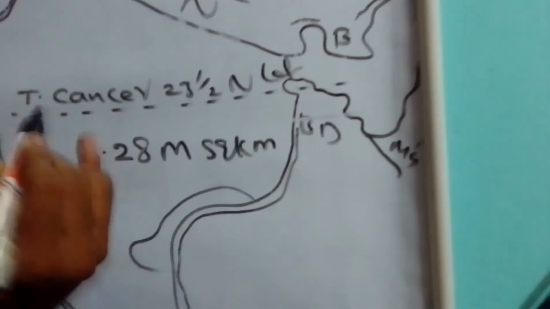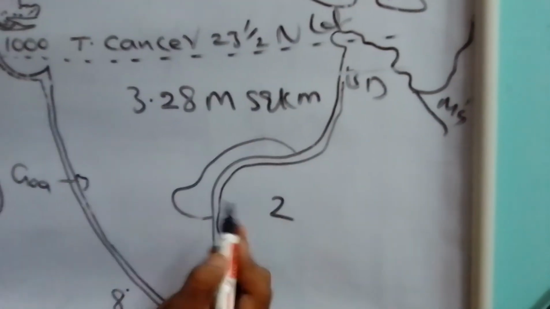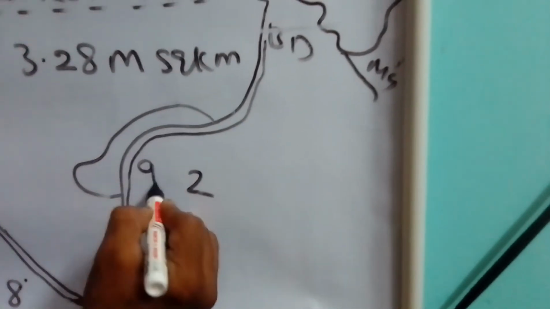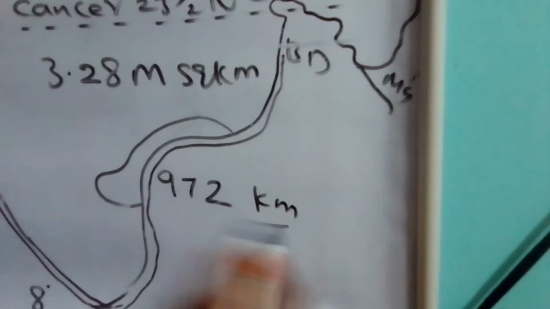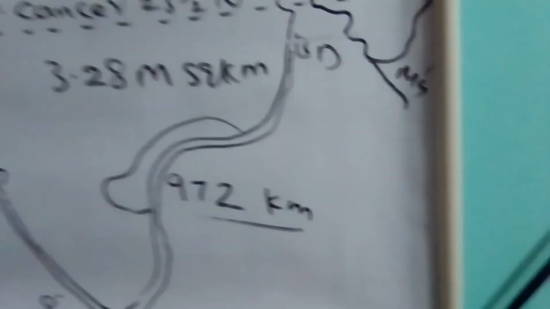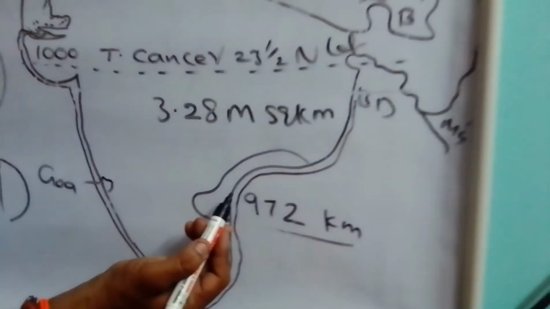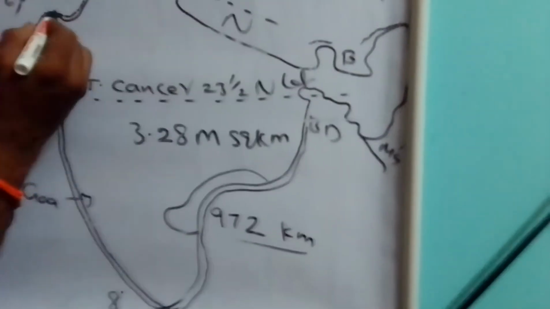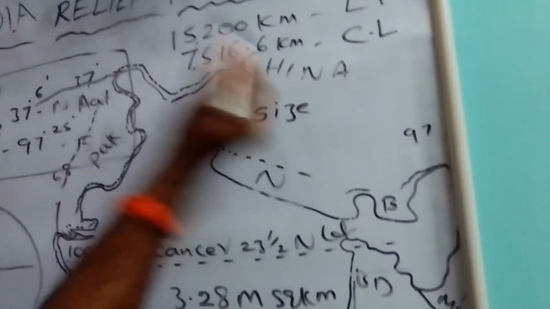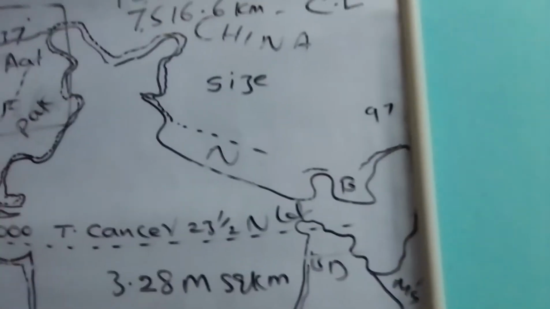And after Gujarat, our AP stands second rank in the length of the coastline in India, AP comprising 972 kilometers. With 972 kilometers of coastline, our AP occupies second rank after Gujarat. And the total land frontier, we told you, is 15,200, and the coastline is 7,516.6 kilometers. And we have to see the 4 edge places.